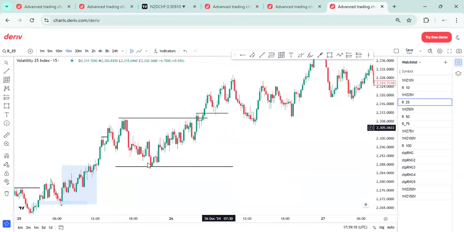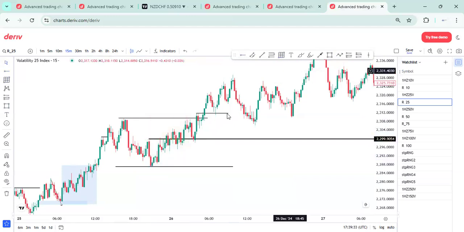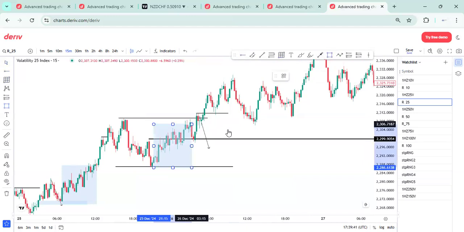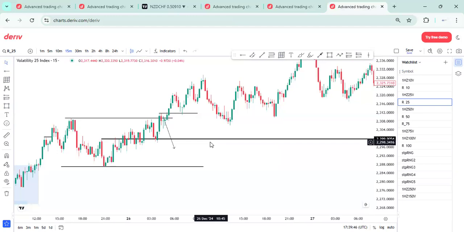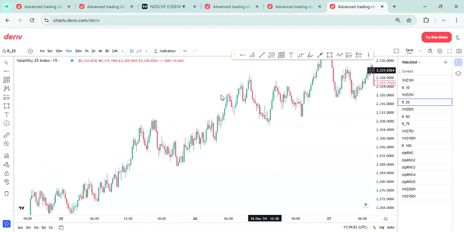All right. So from this range low to this range high, you mark with your premium and discounts to mark the 0.5. And allow market to retrace from here, but it didn't come. Why? Because there are no imbalances here. So you notice that where there are no imbalances, price is not interested in returning.